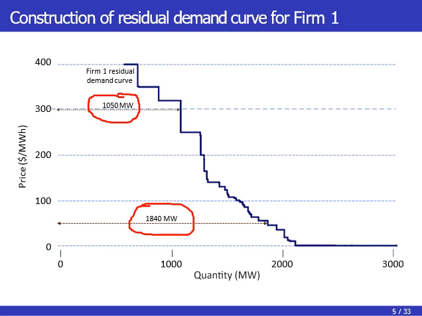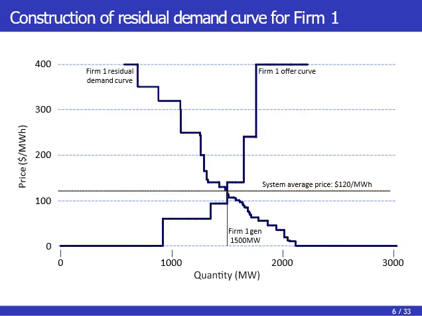Notice how it's not perfectly inelastic. That gives us something to work with if we're firm 1. This demand curve has some elasticity, and it comes from the elasticity of the supply on the previous slide. It's not from the elasticity of the demand. Now we can take firm 1's offer curve and intersect that with the residual demand curve, and that gives us the system average price of $120 per megawatt hour, which we saw before in lecture 1.